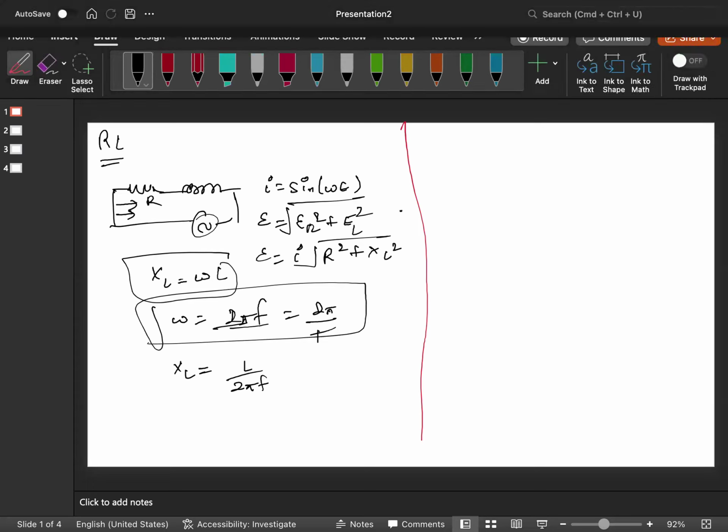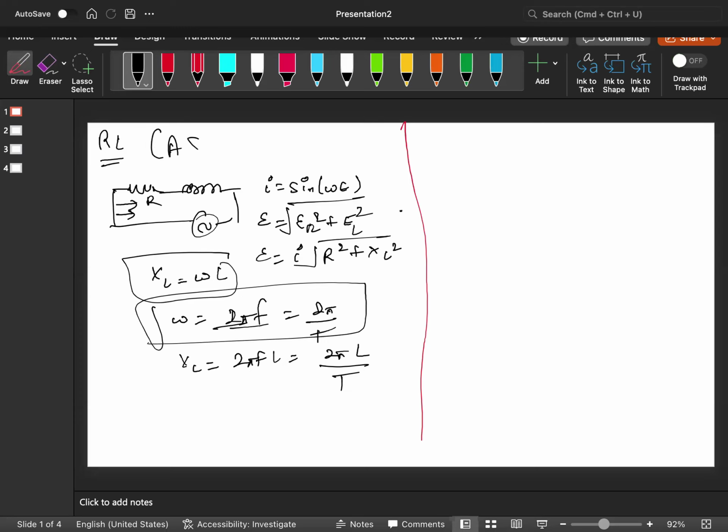Alright, now look. Let's erase it once. XL is equal to 2 pi F L, which is equal to 2 pi L by T. So Ketna, this was the thing for the RL circuit, right?